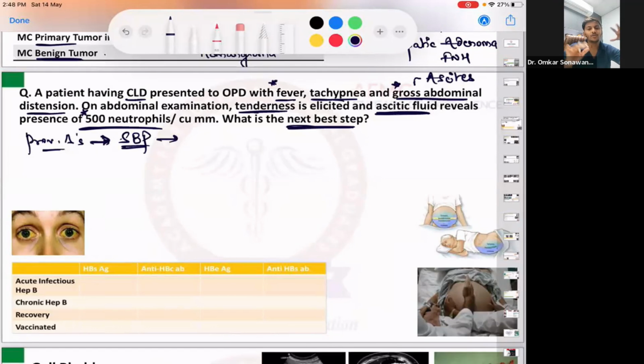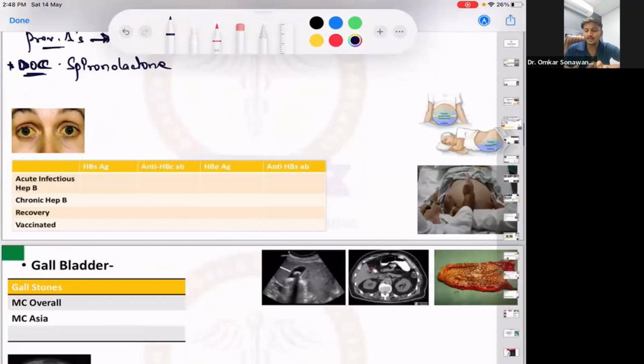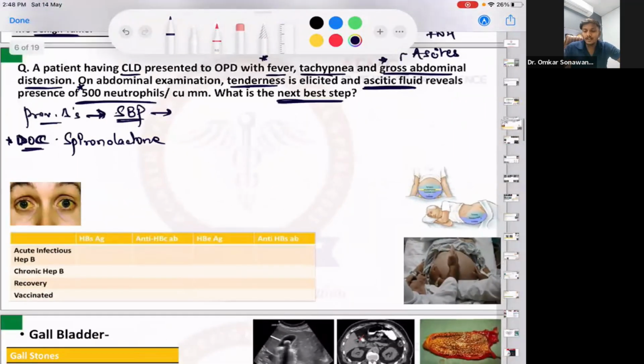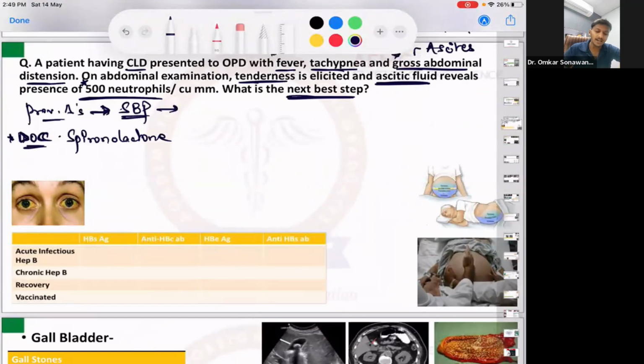You are right. If it was only ascites, definitely, as we have discussed, the drug of choice for ascites is always spironolactone. The drug of choice for any edema in cases of cirrhosis is usually spironolactone. And if it is a large volume ascites, as you can see in this condition, definitely we need to do a large volume paracentesis. But here it is an infective condition.